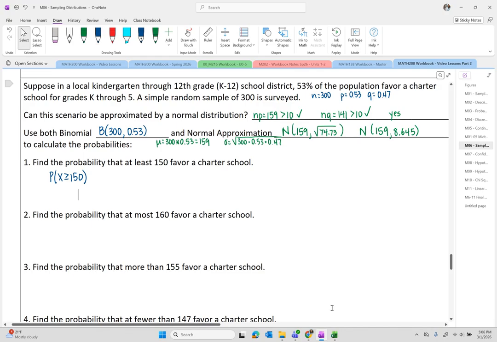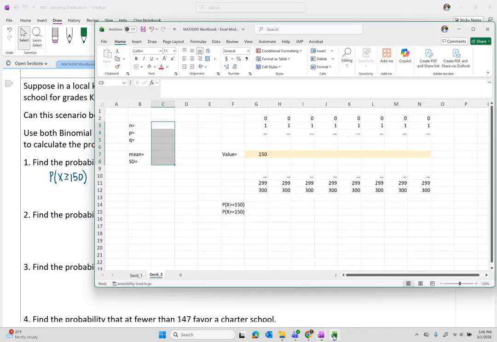And I'm going to do that with a binomial distribution and with a normal distribution, and I will use functions in Excel for that. I want to remind ourselves how Excel works with the CDF. The CDF in Excel calculates probabilities less than or equal to your value. So if I wanted the CDF for 150, I would be calculating the probabilities from 0, 1, 2, 3, etc., to 150.